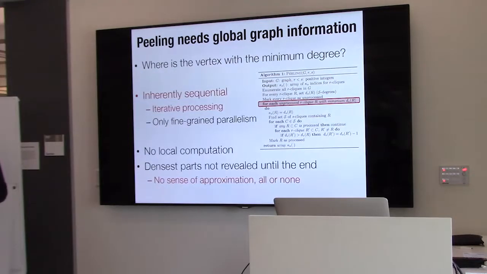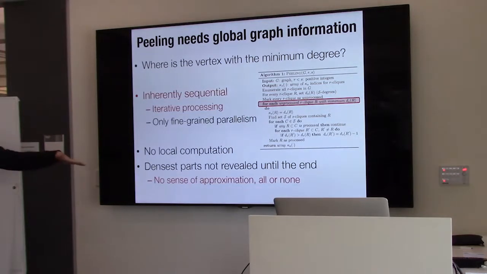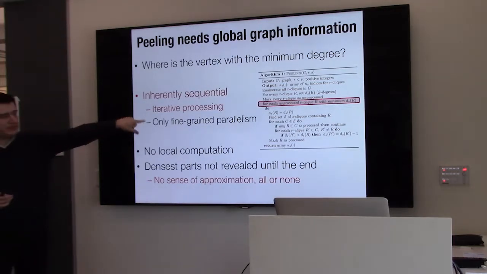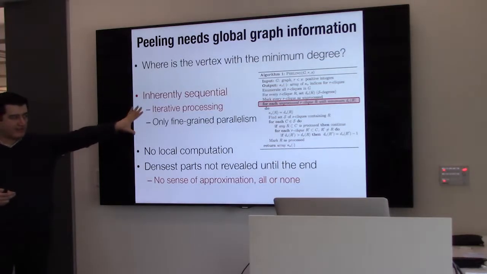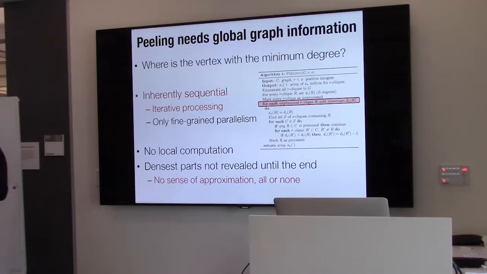And the other thing is, there is no sense of approximation at all in the core number or the truss computations. The densest parts, the leaves, the bottom, are not revealed till the end. So how can you come up with some kind of approximation scheme where you can find those leaves early in the algorithm? That is also related to the iterative process. If you follow this scheme, you won't be able to get that till the end of the algorithm.